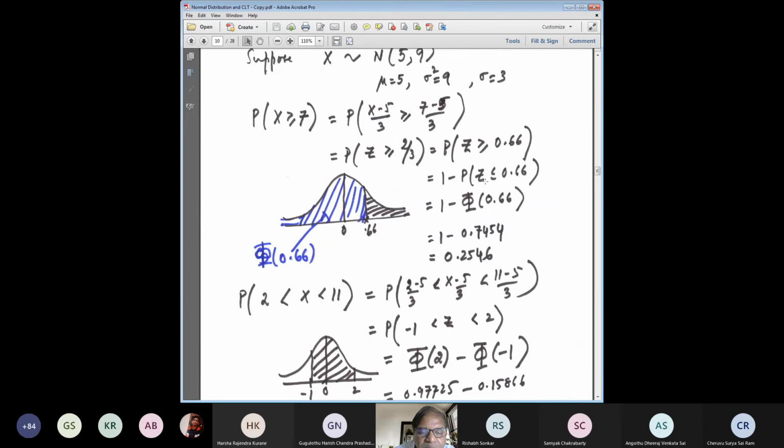So 1 minus probability z less than 0.66 I have written, and this phi 0.66 is there. Now this you have to find out from the table. So it is coming 0.7454.